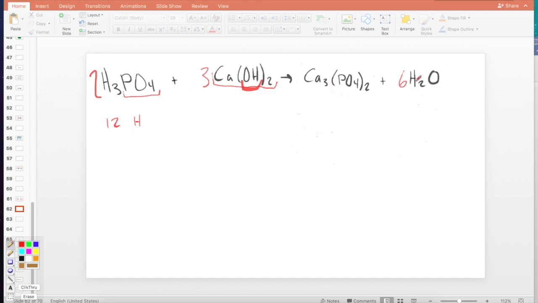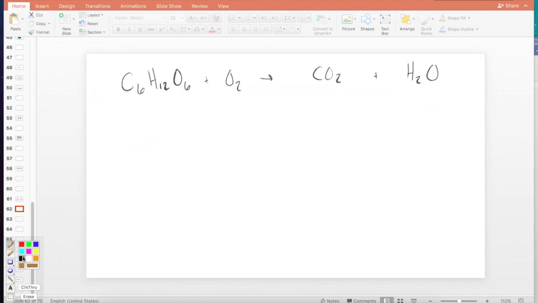How many on this side? 6 times 2, 12 hydrogens. How many oxygens on the right side? 6 oxygens. Now my equation satisfies the law of conservation of mass. What does this equation tell me? It tells me that these substances must combine in a 2 to 3 ratio to produce these substances in a 1 to 6 ratio. If you've taken biology, this reaction may look familiar to you.